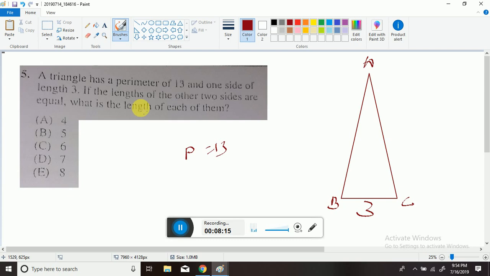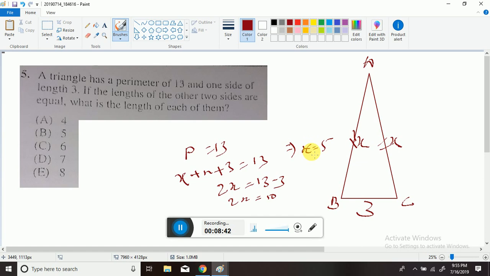What is the next condition? If the lengths of the other two sides are equal, that means the triangle is isosceles. So this and this are the same. Let us say this is X, and this is also X. Perimeter means the sum: X plus X plus 3 equals 13. So 2X equals 13 minus 3, 2X equals 10, which implies X equals 5. So the length of each of them is 5. Option B is our correct answer. Here we only applied the concepts of perimeter and isosceles triangle.